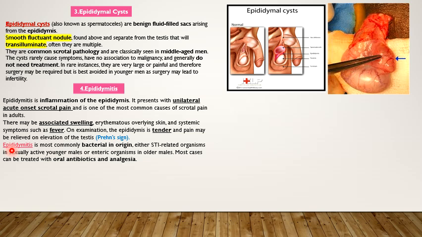Epididymitis is commonly bacterial in origin and usually occurs in sexually active young males. These are the sexually related organisms, or it can be due to enteric organisms in older males. Most cases can be treated with oral antibiotics and analgesics.